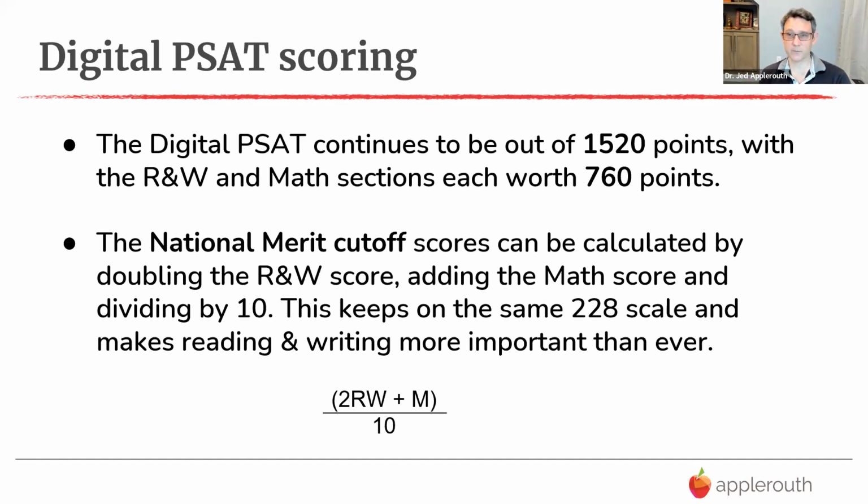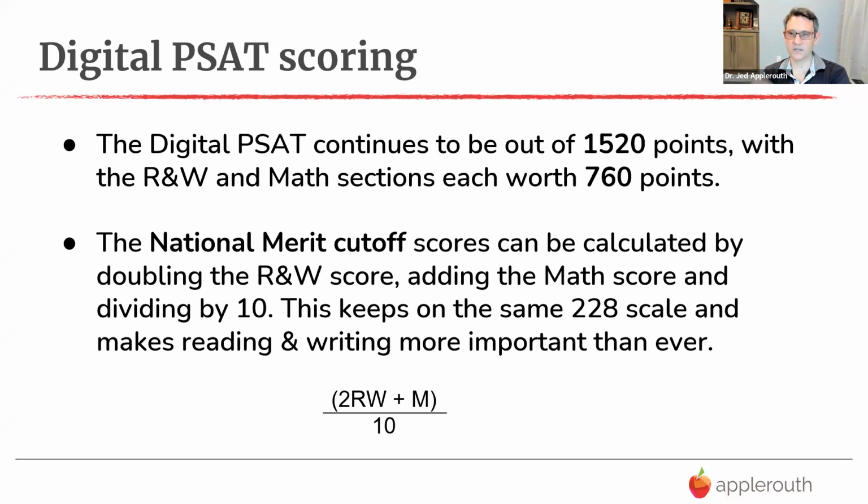National Merit, for those few of you who are going to be in that space, which again is 1% of the population, and it varies by state. The national cut scores are established by they double verbal, and then they add math. Then they divide by 10. And so that's going to give you a score, which is the top score of that is a 228.